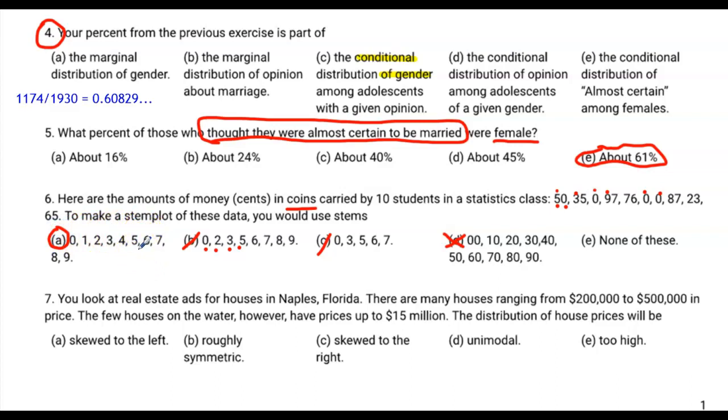Remember, if a stem plot doesn't have any leaves for a particular stem, that's okay. You have to make sure that you're not skipping anything. That's like if you were graphing a point on a coordinate grid, and all of a sudden you went from 0, 1, 2 to 4, you can't do that.